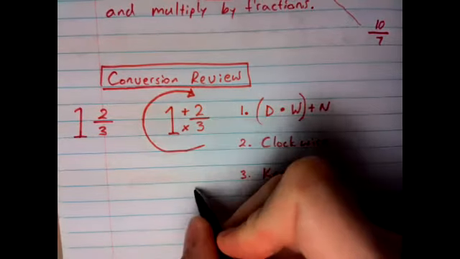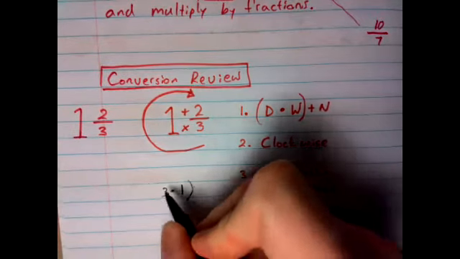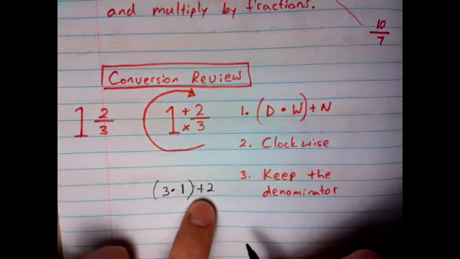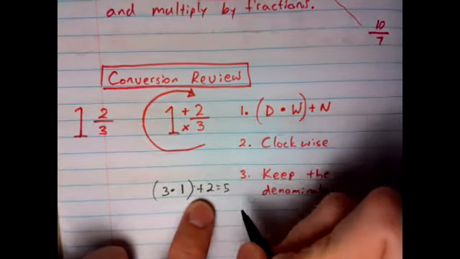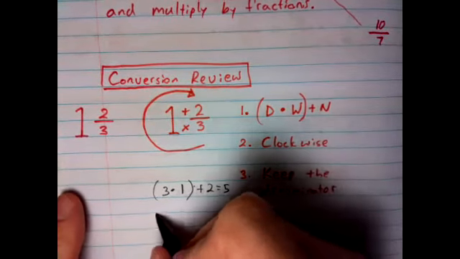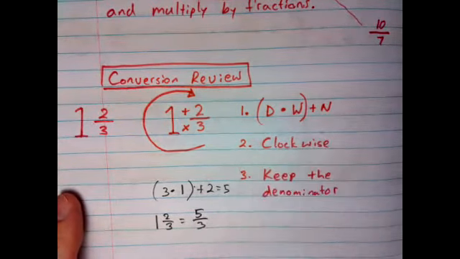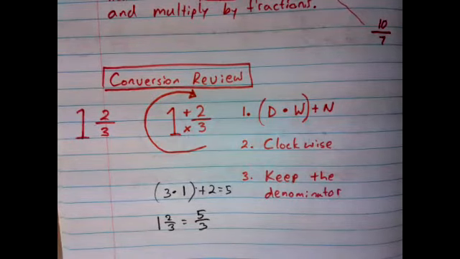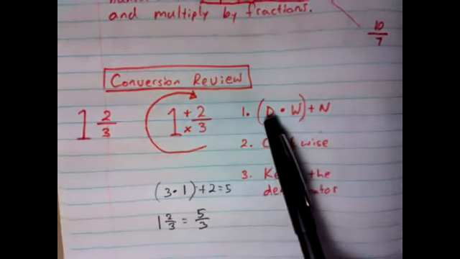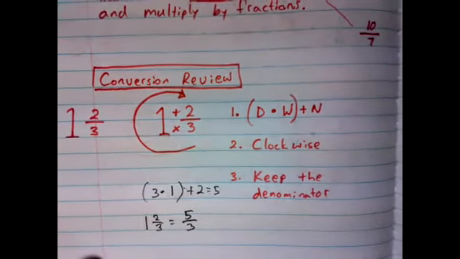3 times 1 plus 2. 3 times 1 is 3. Add 2, we get 5. We're going to keep that denominator. So we can rewrite 1 2/3 as 5/3. Pretty easy. So just a quick review. We're going clockwise, denominator times whole number plus numerator. That's simply all there really is.